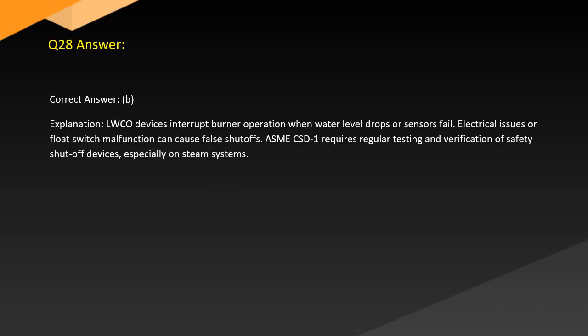Answer. Correct answer: B. Explanation: Low water cut-off devices interrupt burner operation when water level drops or sensors fail. Electrical issues or float switch malfunction can cause false shutoffs. ASME CSD-1 requires regular testing and verification of safety shutoff devices, especially on steam systems.